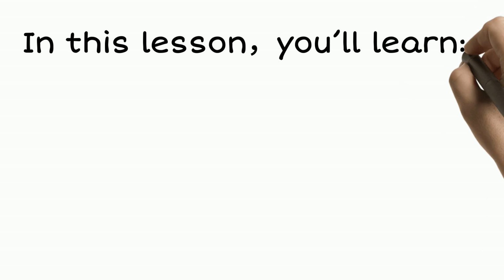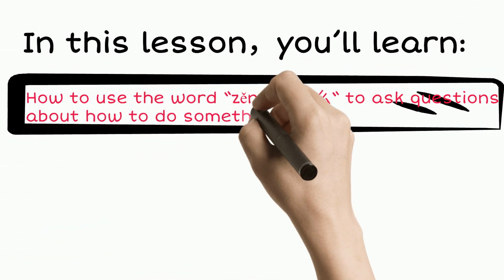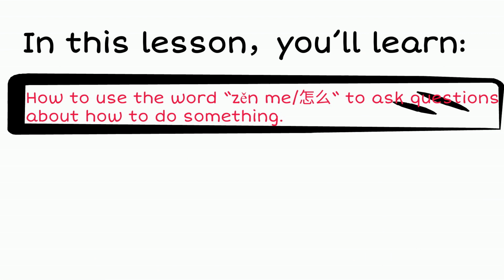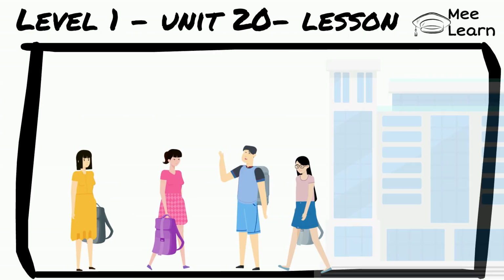In this lesson, you will learn how to use the word 怎么 to ask questions about how to do something. You will also learn different ways people travel from one place to another.